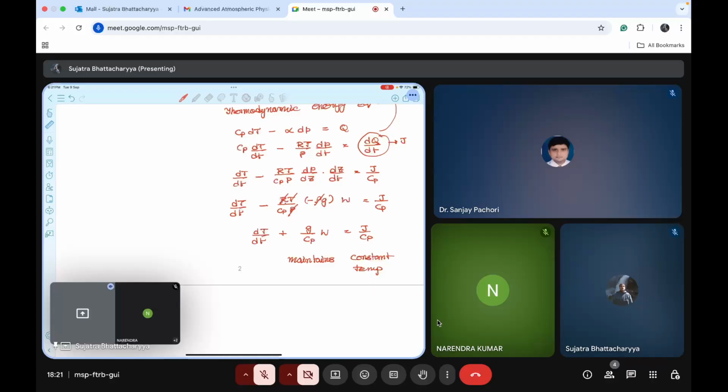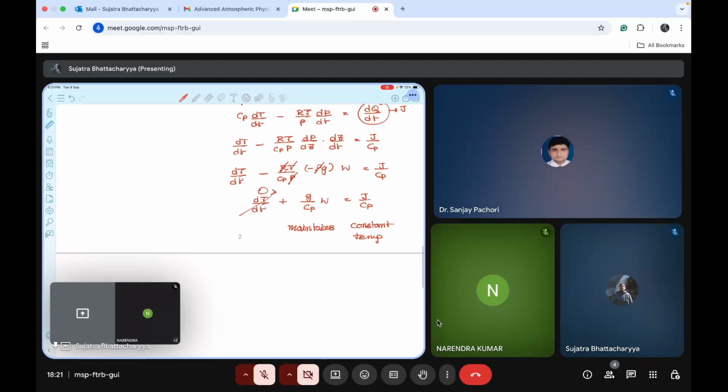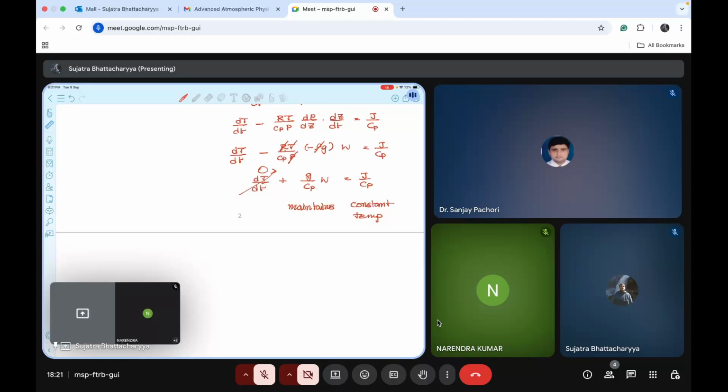There is no specific mention that it is constant with time, but we will assume that it is constant with space as well as time. So let us make this as 0. What you are left behind is G by Cp, W is equal to J by Cp. Again, Cp will go. So what you will finally get is W is equal to J divided by G.